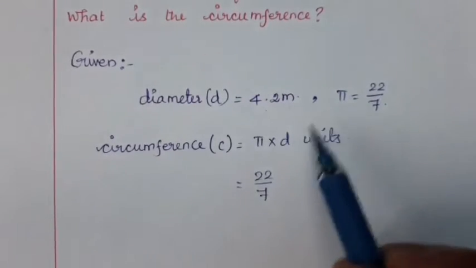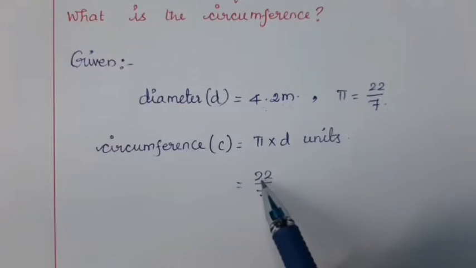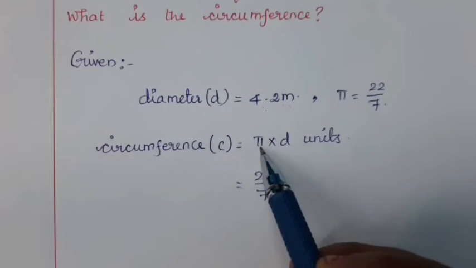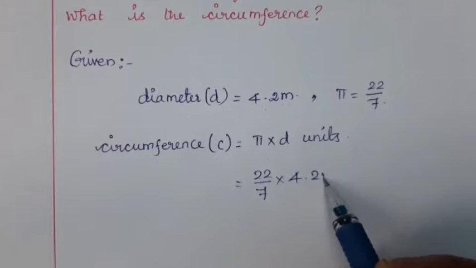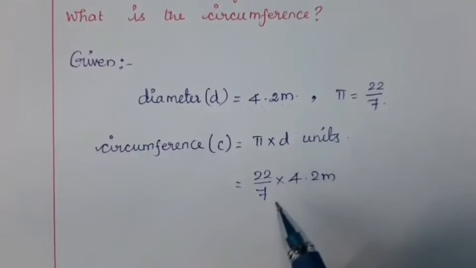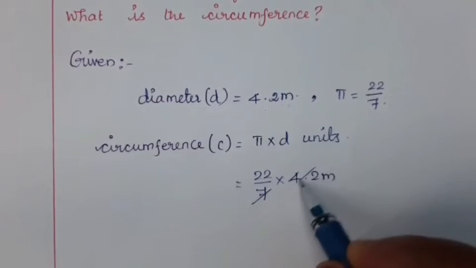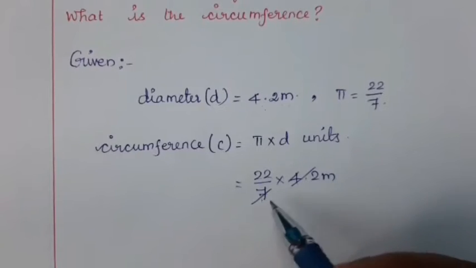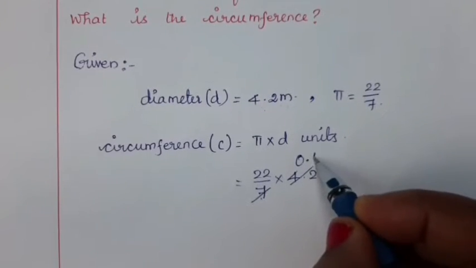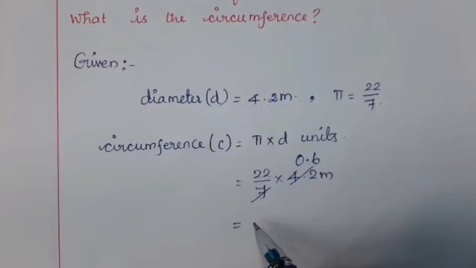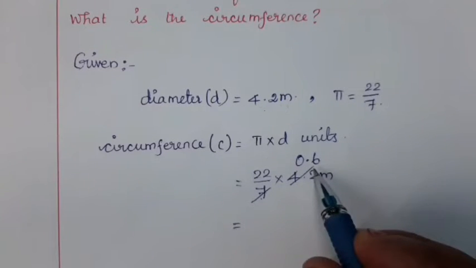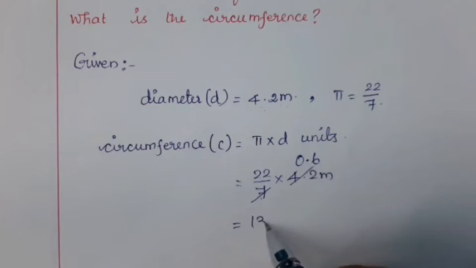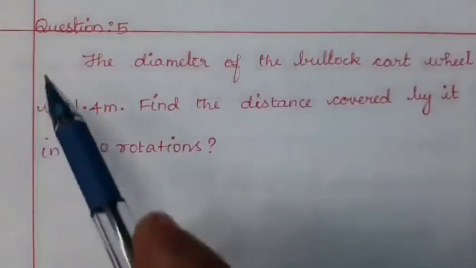Using these values in this formula, we get 22 by 7, which is the value of pi, and 4.2 meter is the value of d. By simplifying 4.2 by 7, we get 0.6. By multiplying 22 by 0.6, we get 13.2 meter.